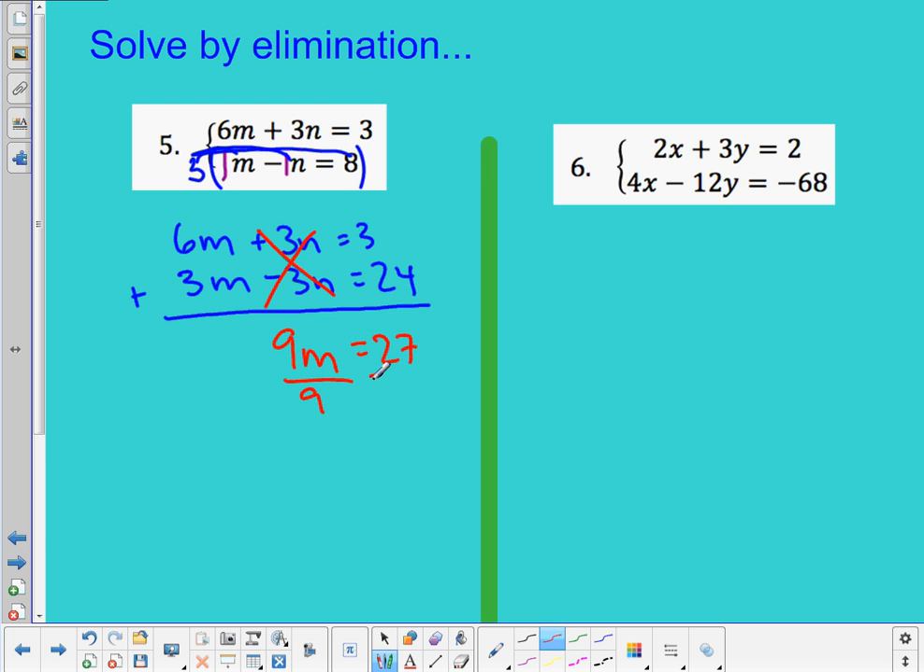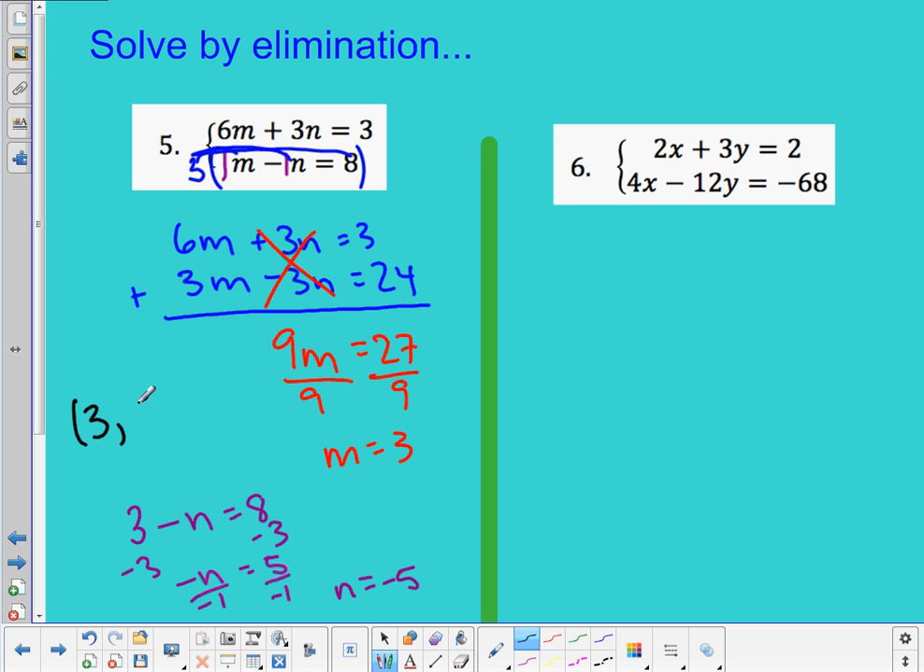And then divide by the 9. And m is equal to 3. Now I've got my m variable, I can plug it back in to get the n variable. If I use the bottom equation, I'd have 3 minus n is equal to 8. Subtract the 3. That's negative n is equal to 5. And divide by the negative 1, I get n is equal to negative 5. So my solution here, again, we always go in alphabetical order, so it would be m first, which is 3, then n, which is negative 5. 3, negative 5 is my solution.